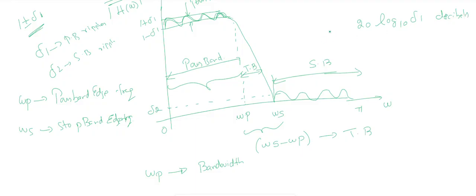Similarly, in the stop band, 20 log 10 del 2 decibels. The ripples in the pass band you have to represent in terms of decibels. So pass band ripple in decibels is 20 log 10 del 1, and stop band ripple is 20 log 10 del 2 decibels. In order to accommodate the magnitude response, because it has a large dynamic range, you can use a logarithmic scale.